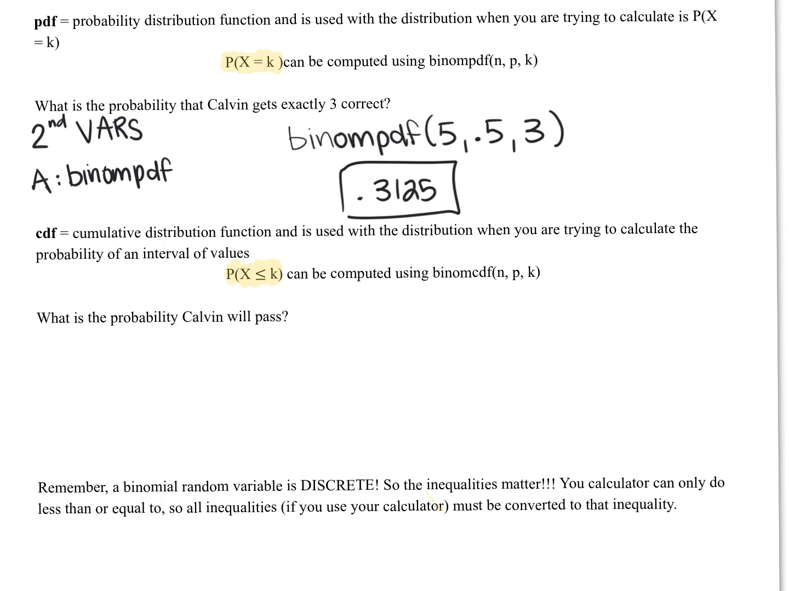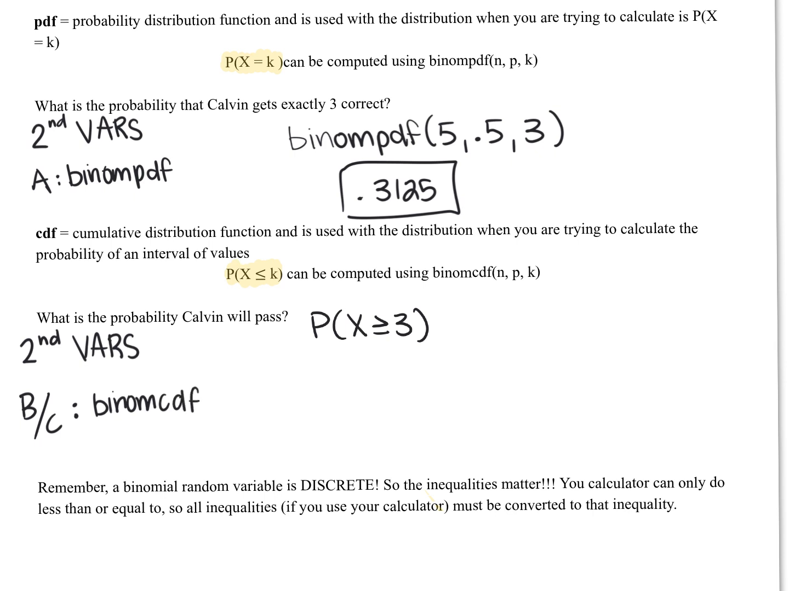When we were looking at the probability Calvin will pass, we were specifically looking at the probability x is greater than or equal to 3. If I want to get to binom CDF, I still go to second vars. Depending on your calculator, you're either going to scroll down to the letter B or the letter C. It depends on the calculator, so whichever your calculator is, please write that letter. If you scroll down to B and it says binom CDF, write B. If you have to scroll down to C to see binom CDF, please put C. Whichever one applies to your calculator.